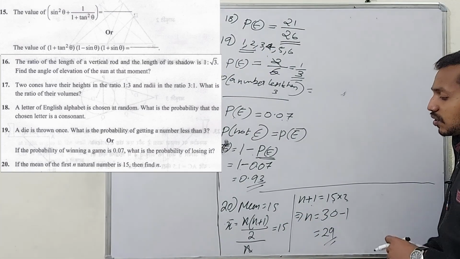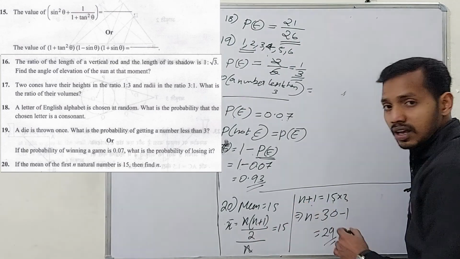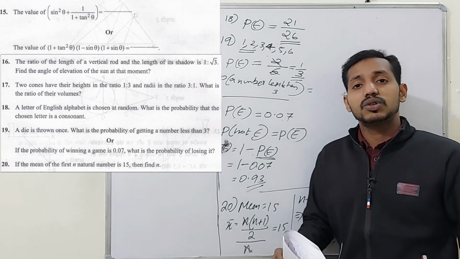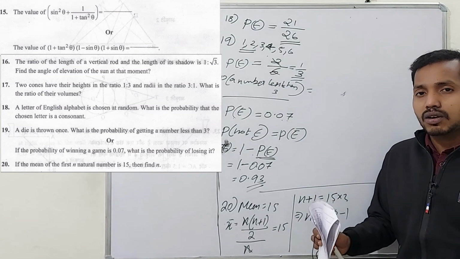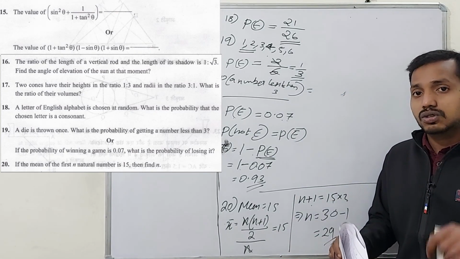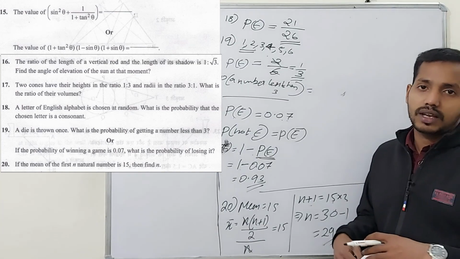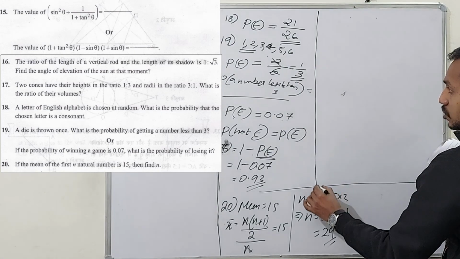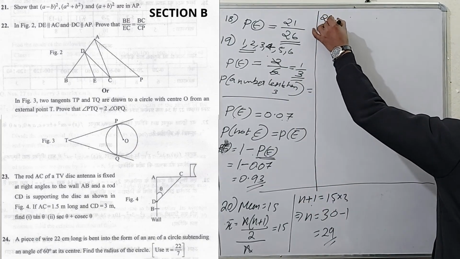Okay. So to solve this question, we need to know what is the mean and what is the sum of the first n natural numbers. So there are some questions where you need to know different concepts from different chapters to solve a single question. Okay. Now come to question number 21, which is under Section B.